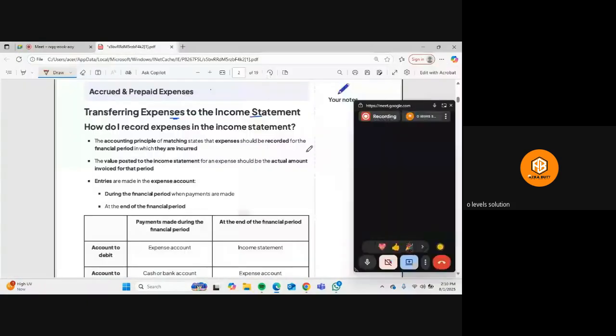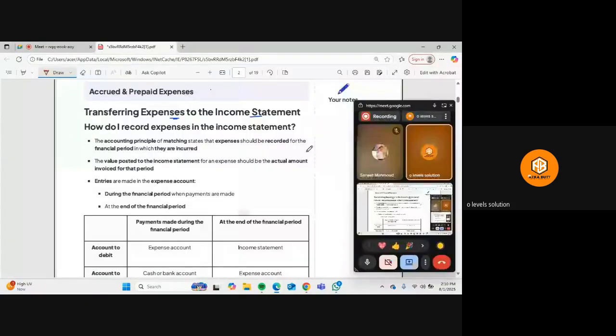Yes. So we should know how we can transfer the expenses into the income statement. We know that expenses have a debit nature. It means that whenever we incur an expense, we record it, and it will be debited. So when do we need to credit the expense? Now this is the question.